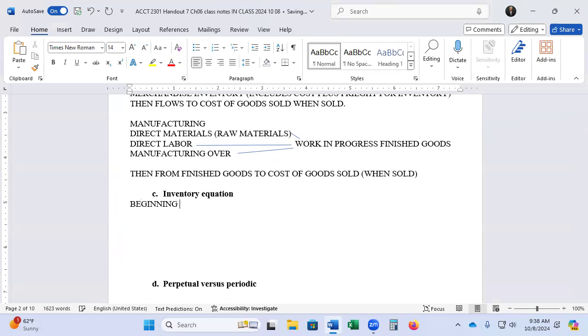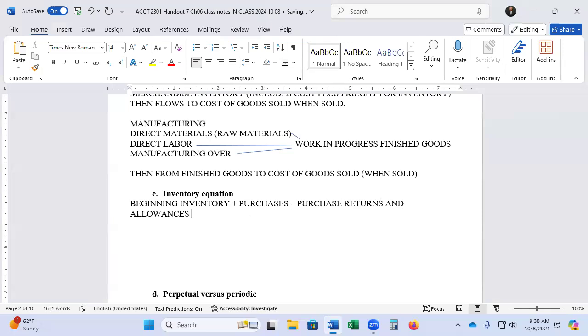Beginning inventory plus purchases minus purchase returns and allowances minus the cost of goods sold equals your ending inventory.